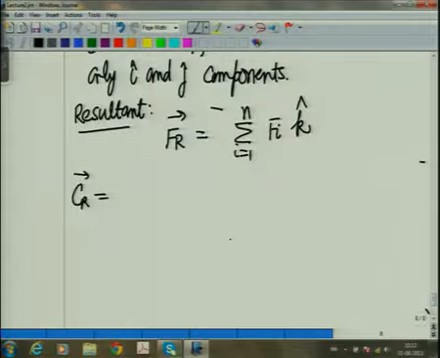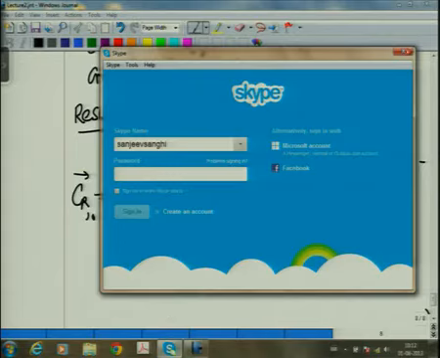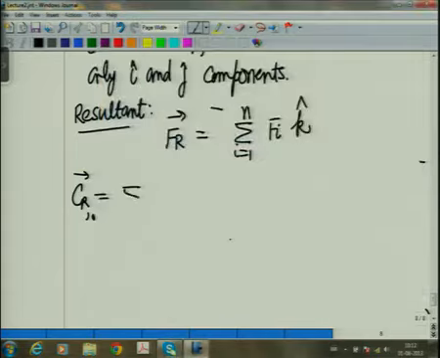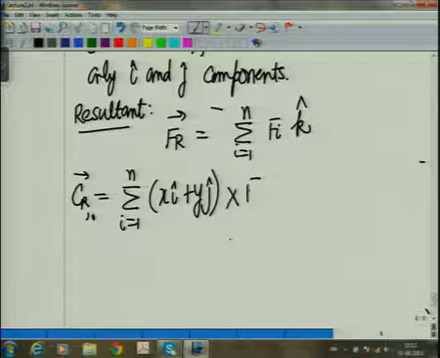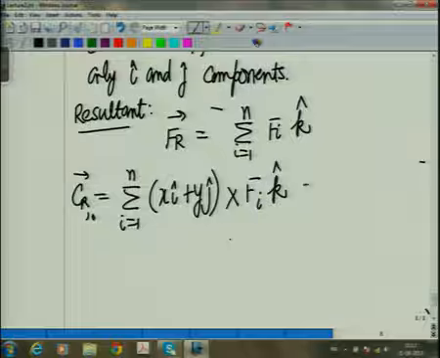In this case, the couple resultant which will come out, let us say we do it about the origin, so this will be equal to the summation i equals 1 to n of (xi plus yj) crossed with fik, plus the sum of the couples.